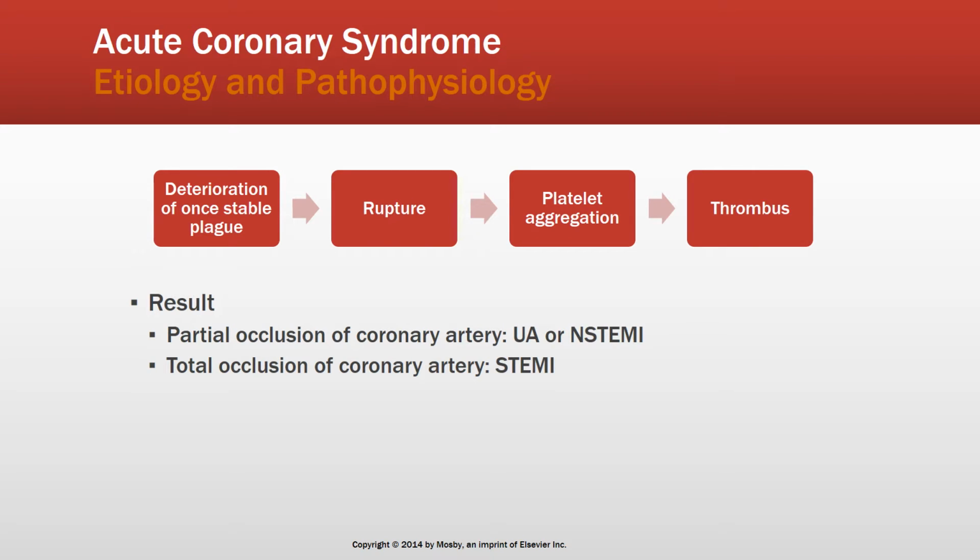This is usually the etiology and pathophysiology of the disease. We have the plaque that is formed. That plaque will rupture, causing some form of platelet aggregation, and a thrombus is formed. It can cause either partial occlusion, which the patient will feel as unstable angina, or at the same time can have a non-ST elevation MI, or you can have total occlusion of the coronary artery, which at that point would be considered an ST elevation MI.